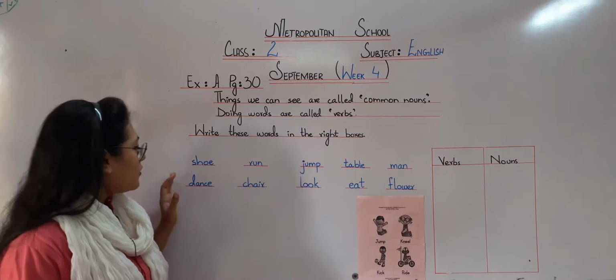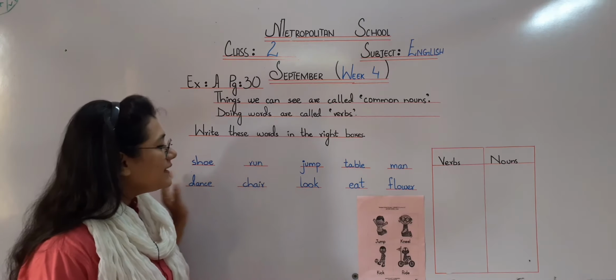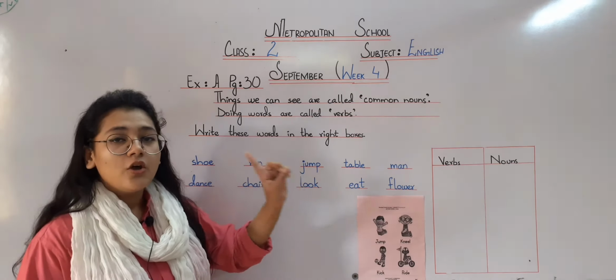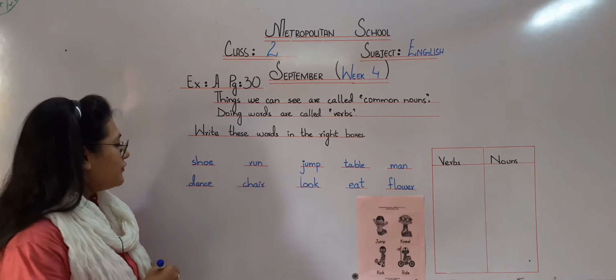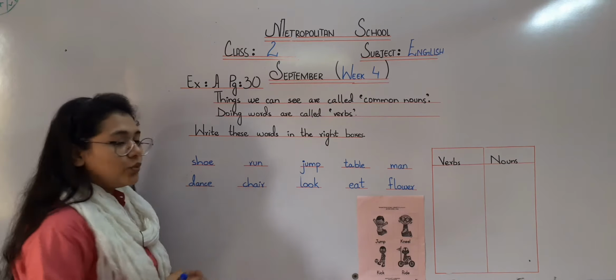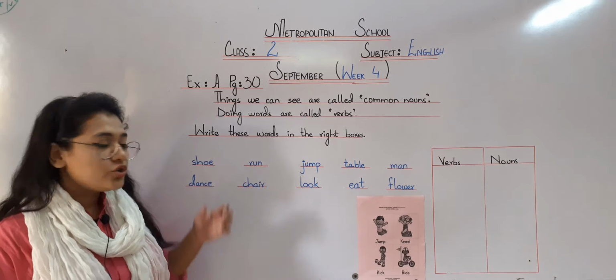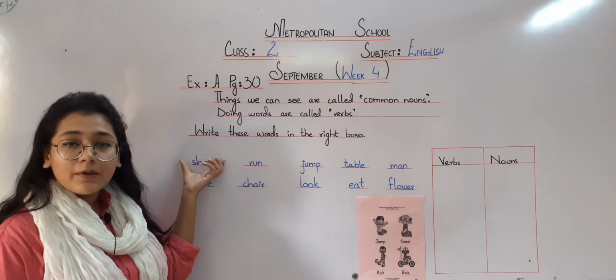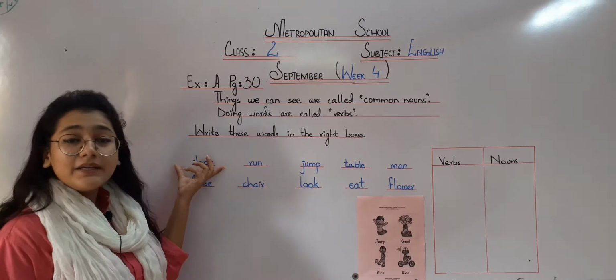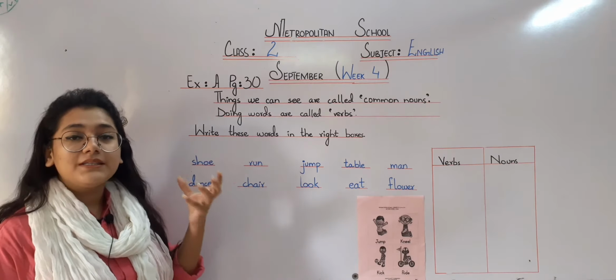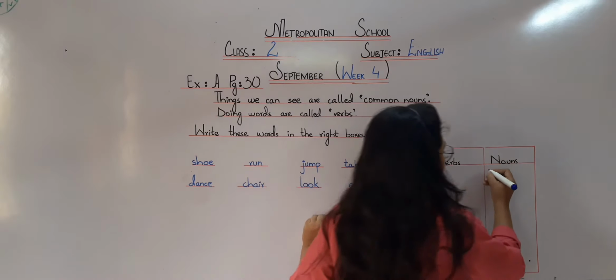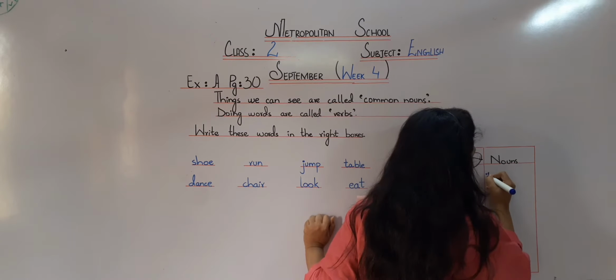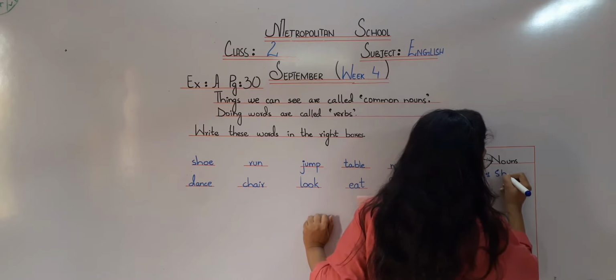So, today we are going to divide these words into two sections. First noun and second is verb. First of all, let's start with shoe. So, my dear students, is shoe an action verb or a naming word? It's a naming word because it's a name of a thing. So, it will be written as noun.